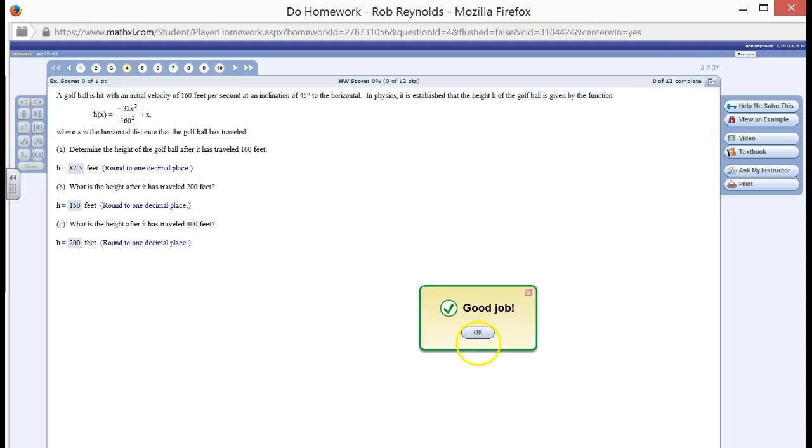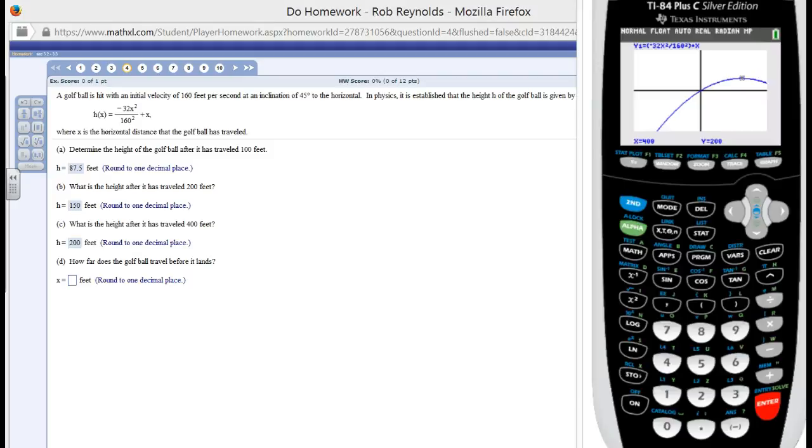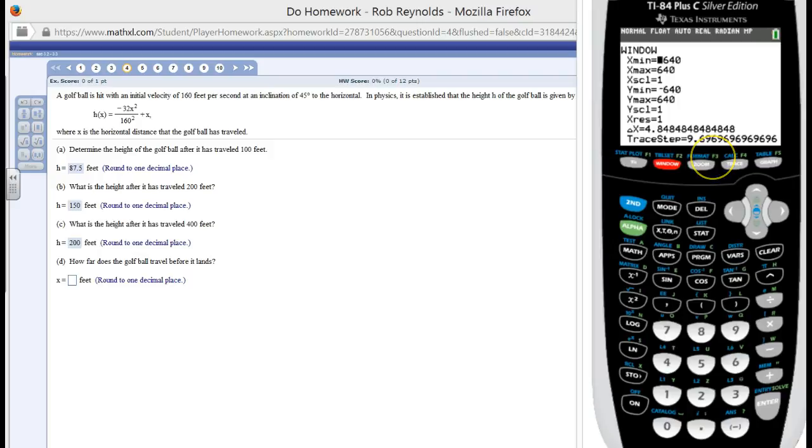So this is also the correct answer. And the last one, it says, how far does the golf ball travel before it lands? This one's a little bit more difficult because even in my viewing screen I can't quite see where the ball lands, so I need to see further to the right. So I'm going to change my X max to, I'm guessing here, 1,000.